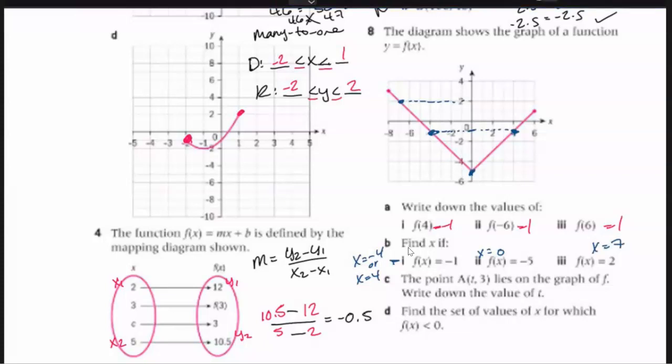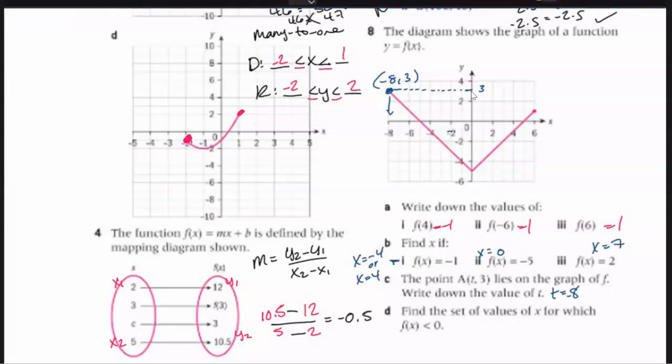Part C, the point A, T3, lies in the graph of f. Write down the value of t. Well, this is the same thing as you're doing in part B. They're giving you the y value, they want you to find the x value. So let me clear my graph. So we have 3 for my y value, which is here. And you want to figure out what x value that goes with, which is 8. So this is the point -8, comma 3. Therefore, t equals 8. Or -8.